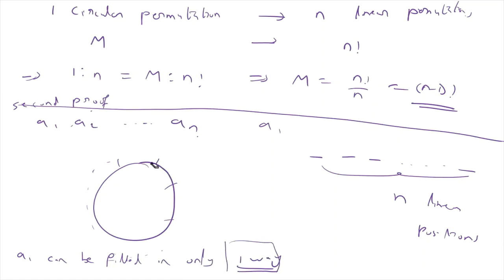After filling A1 in any of these n positions, now how many positions do I have? I have occupied only one position, so the number of positions that are left is going to be n minus 1, and the number of objects left is n minus 1 objects. Now I can fill these n minus 1 objects in these n minus 1 places in n minus 1 factorial ways.